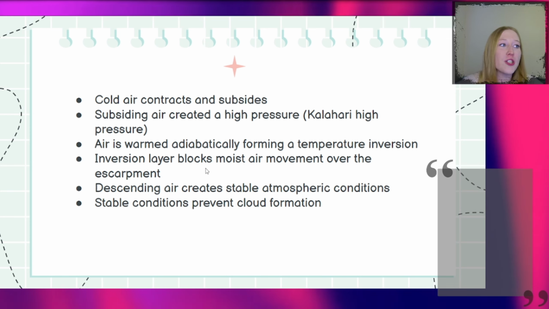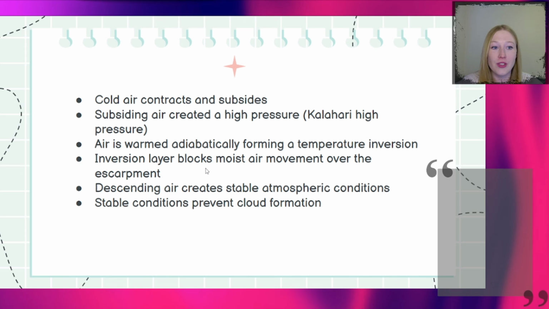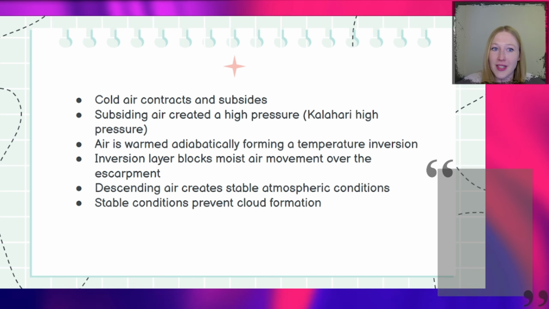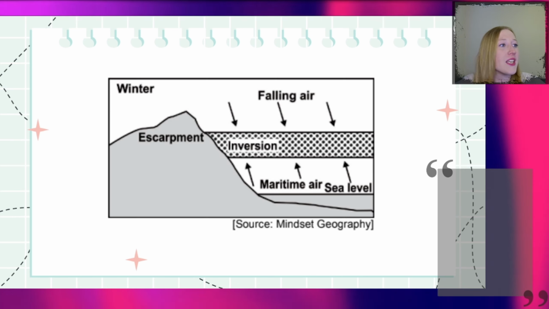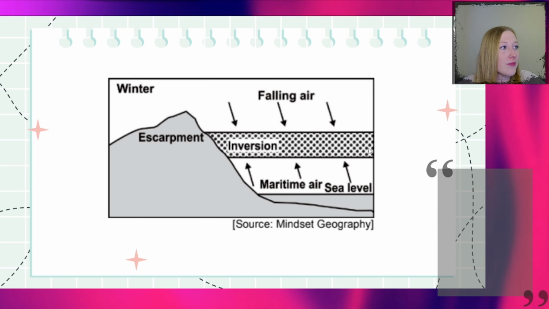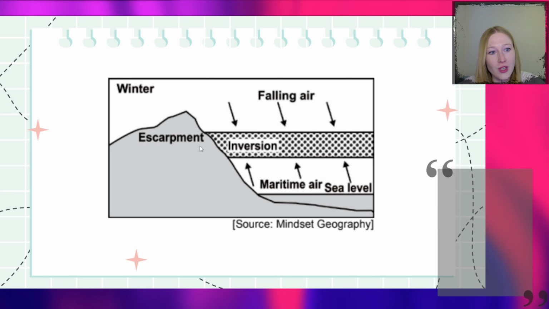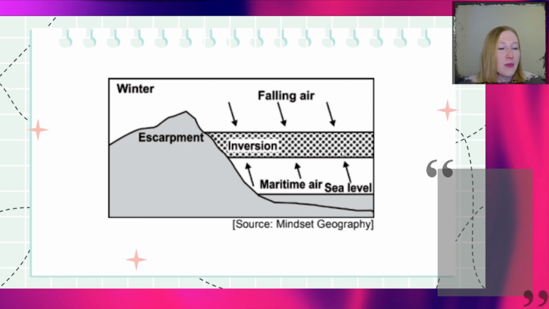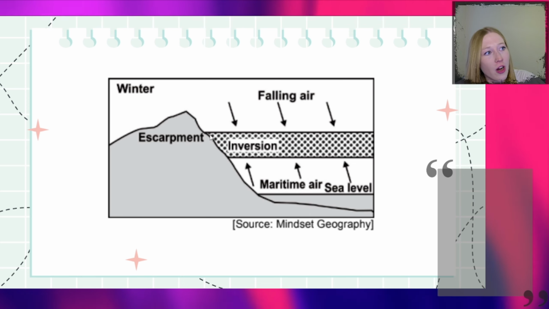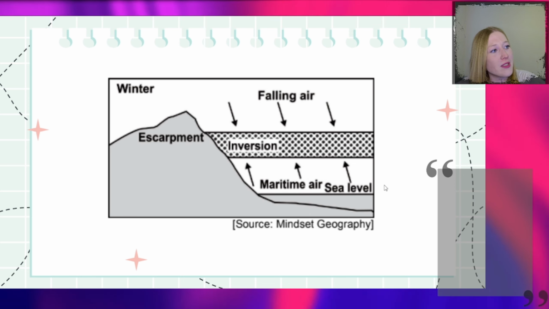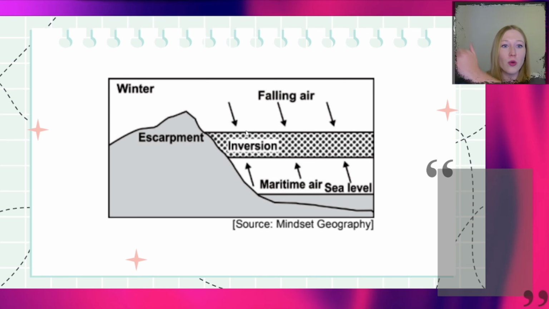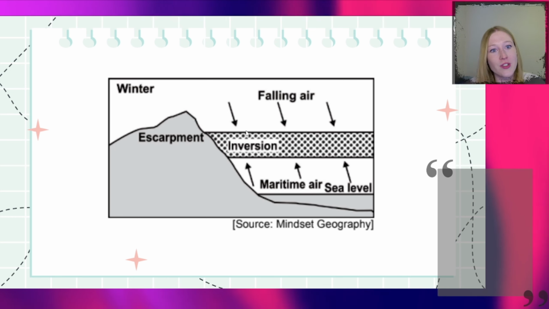The inversion layer blocks moist air movement over the escarpment. If you remember, the moisture comes from the South Indian high pressure, but this inversion layer blocks the wind. So we can't have this warm, moist air blowing into the land because it's being blocked. It sits halfway down the escarpment, which means that any wind trying to blow towards the interior can't make it all the way over the escarpment.